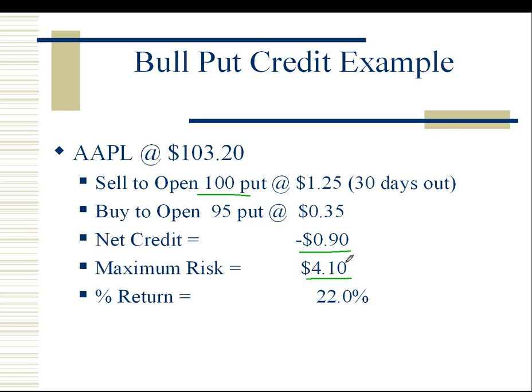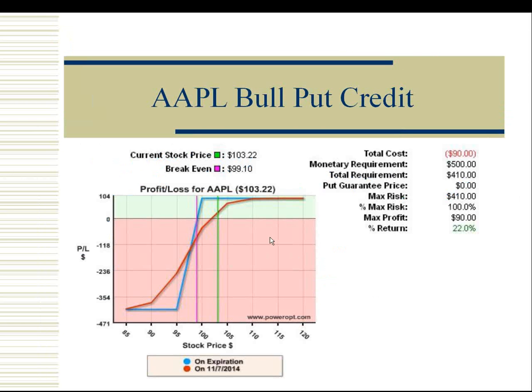If we did 10 contracts, we'd have to have $4,100 on hold in our account. If we did one contract, we'd receive $90 in net credit. If we did 10, we'd receive $900 against the $4,100 we have on hold in our account. So this gives us a leveraged return of 22% for the next 30 days if the trade works out as we want. Here's your basic profit and loss chart for the bull put credit spread we just discussed.